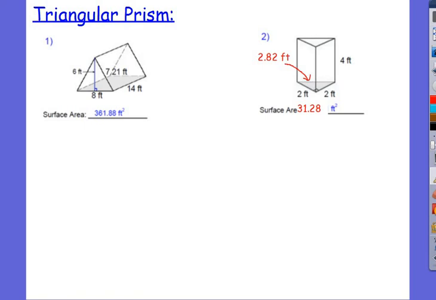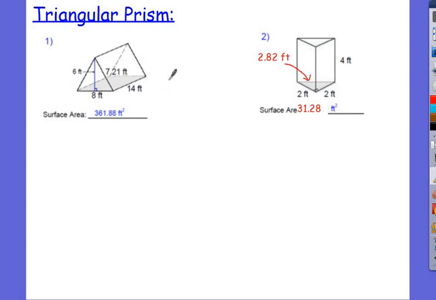Triangular prisms. All right, so here's an example of a triangular prism. What shapes are involved to form this figure? Triangle. How many triangles? Two. Are the triangles going to be the same size? Yes. What other shapes are involved?